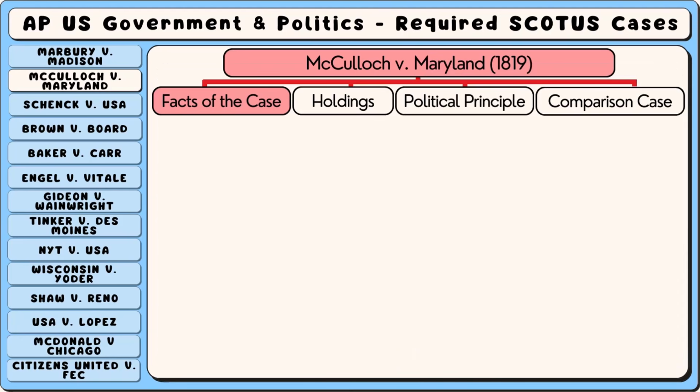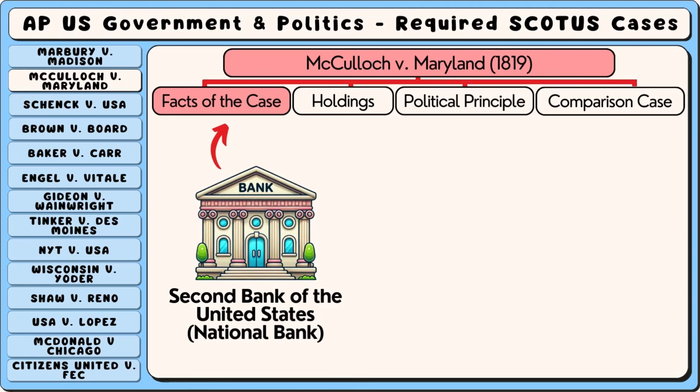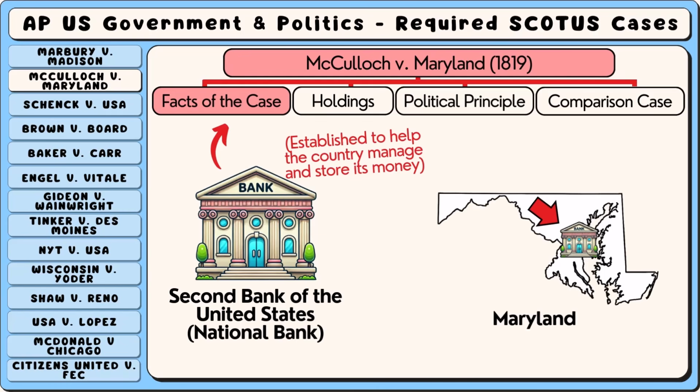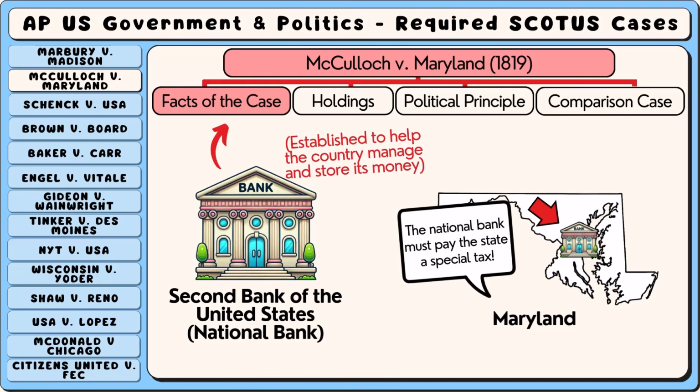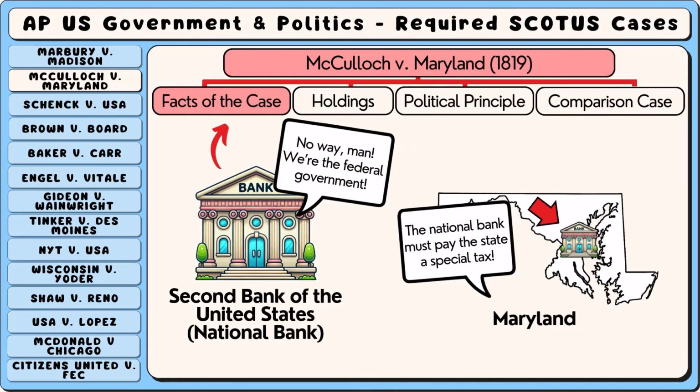Okay, so now you're caught up on these two clauses, let's look at the facts in the case. In this case, Congress had created a national bank, which was meant to help the country manage and store its money. One branch of the bank was located in the state of Maryland. Maryland was not happy that the bank existed inside its borders, so Maryland passed a law that forced the bank to pay the state a special tax. The national bank refused to pay, so the case was taken to the Supreme Court to be settled.